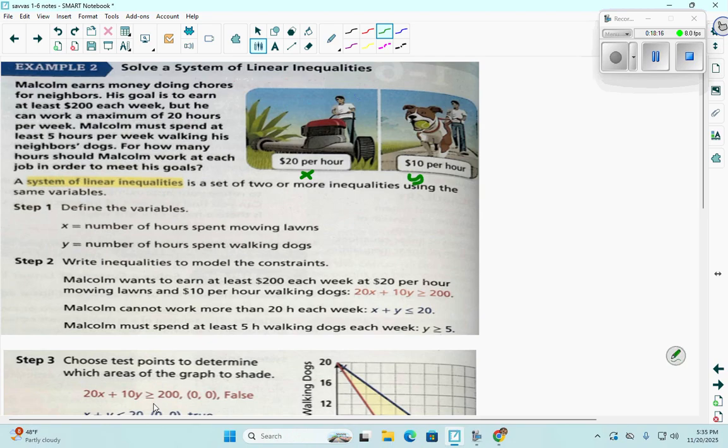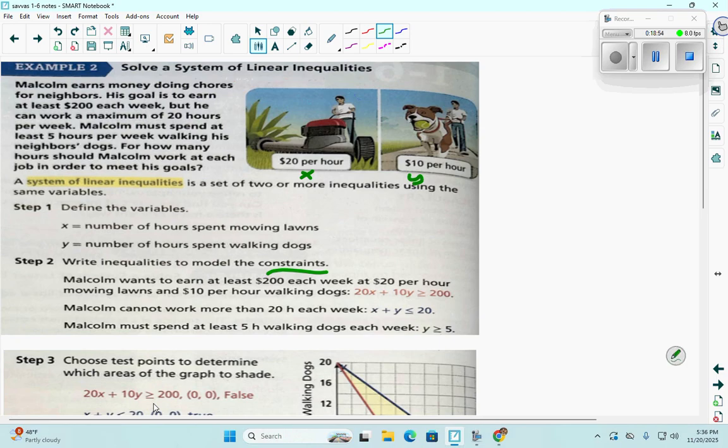So then step 2, it says write inequalities to model the constraints. So constraints means how far up, how far down, like that's what the word constraints means. You're going to see this word being used quite a bit. It should have been one of your vocab words, but really constraints just means you're going to have inequalities. Okay, all right. So it says Malcolm wants to earn at least $200 each week at $20 per hour mowing lawns and $10 per hour walking the dog. So they wrote the equation for you. This should be something that you already have.